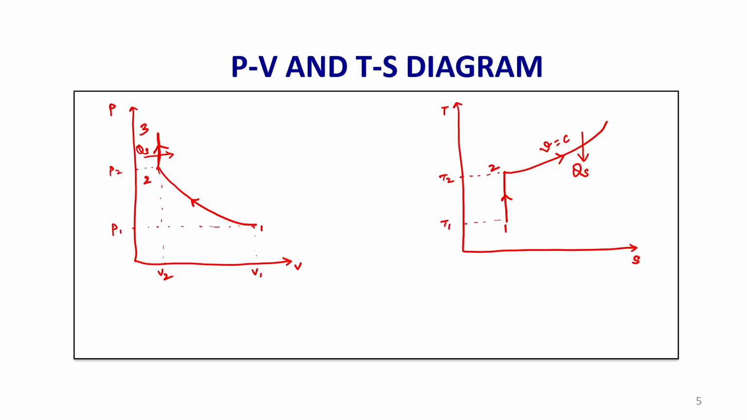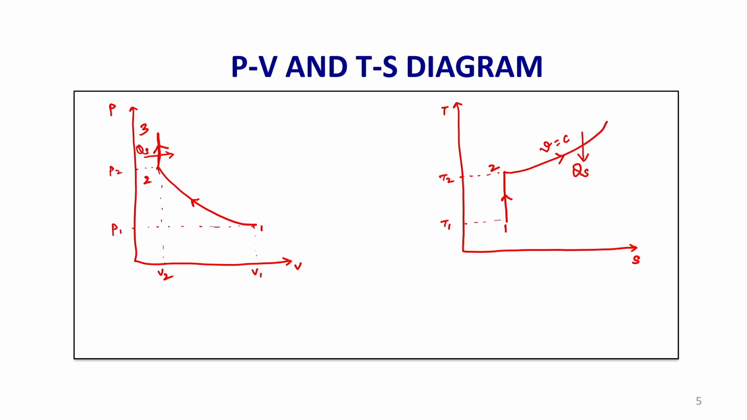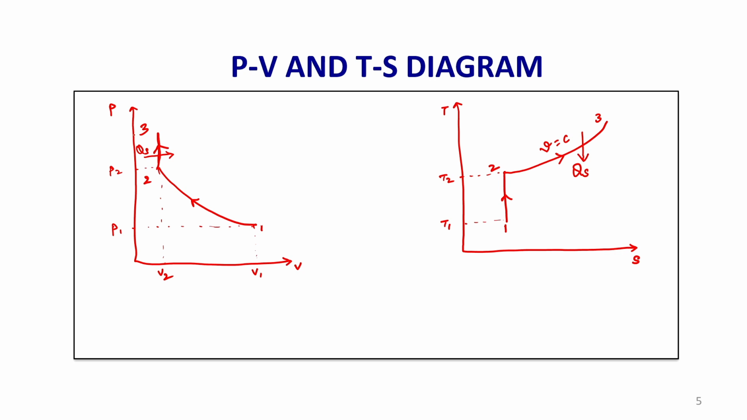Because the heat is added at constant volume, the Otto cycle is also called the constant volume cycle. So 2 to 3 is constant volume. This is point number 3. During the heat addition, we can see the pressure increases from P2 to P3, and temperature increases from T2 to T3.